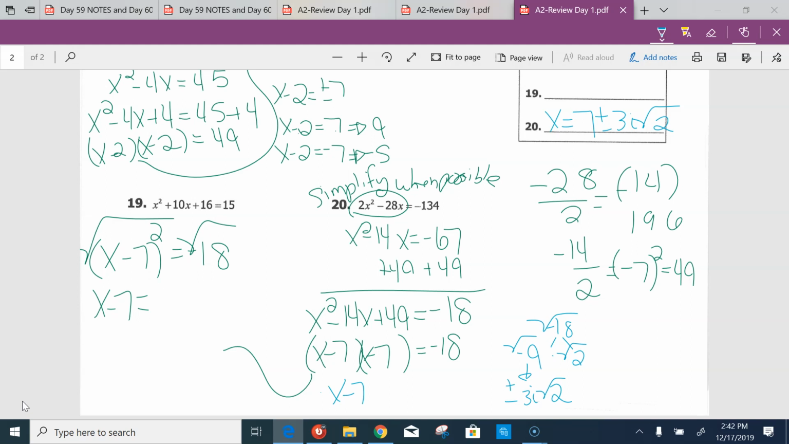I'll leave you with the front and with 19 and 18 to do on your own still. And then I'm going to upload the video for the front one as soon as I get it processed right now.